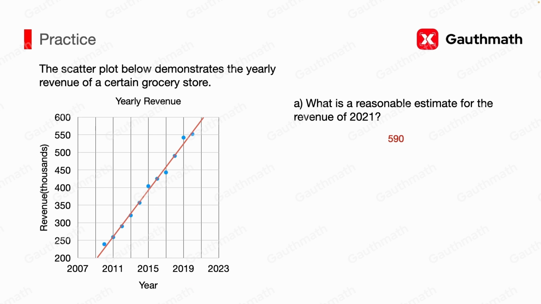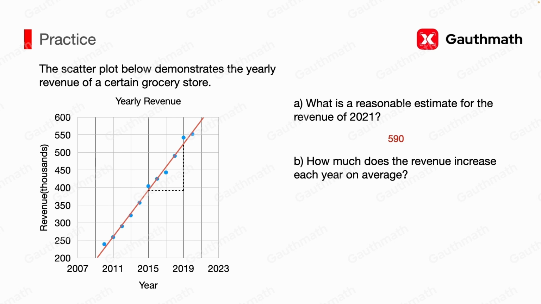Part B, how much does the revenue increase each year on average? We want to know the rate of change of the yearly revenue, so we can use the slope of the best fit line to help us. Taking the points 2019 and 560, and then 2015 and 390, we can calculate the slope to be 33.5. And so the answer is 32.5 thousands per year.